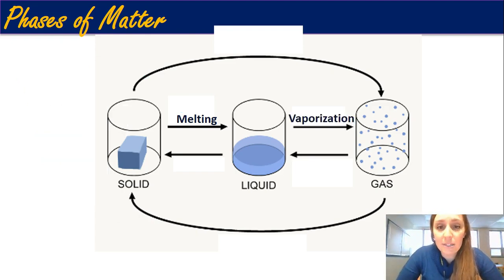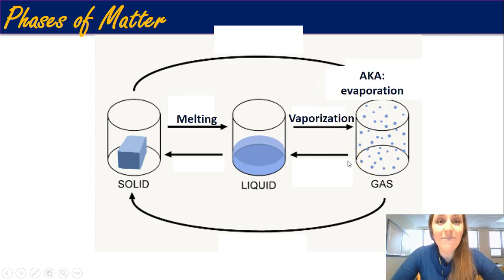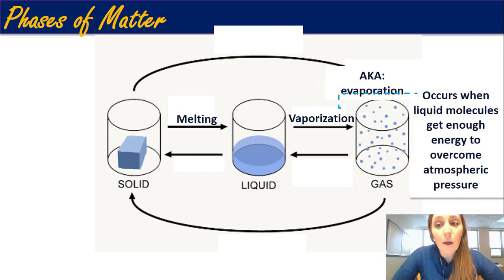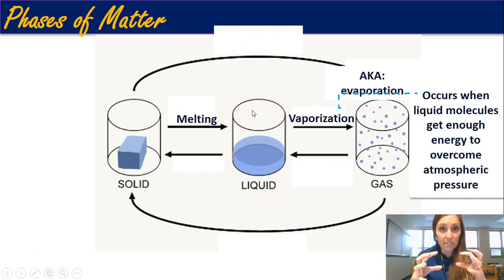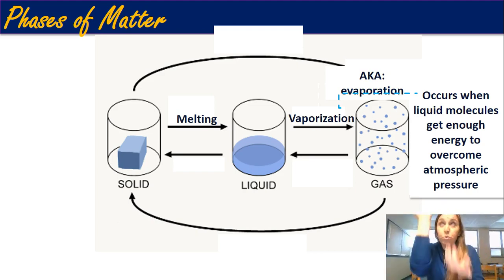The next thing is vaporization. This is going from a liquid to a gas. It's also called evaporation sometimes. Vaporization is more sciencey, evaporation is more standard English. This occurs when liquid molecules get enough energy to overcome atmospheric pressure. If you think about this liquid, right on top of it is all this air, and the air is pushing down on the liquid. So you have to have enough energy in the liquid to escape up into the air.